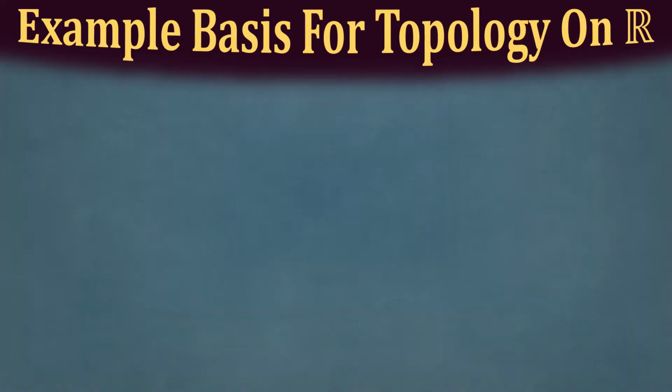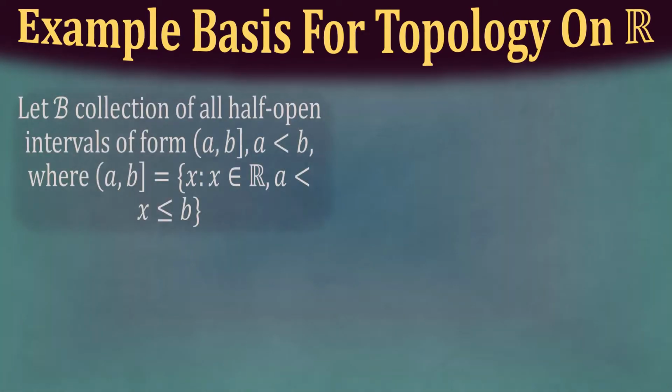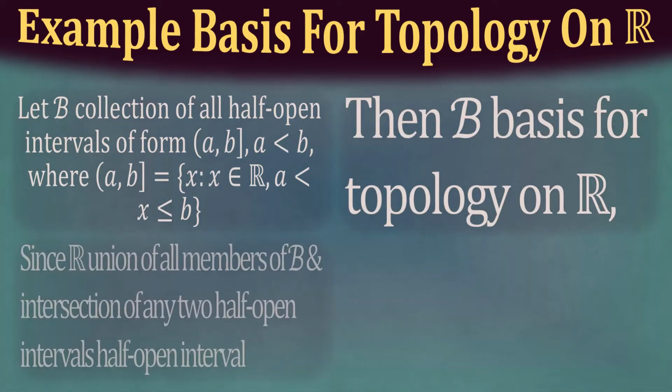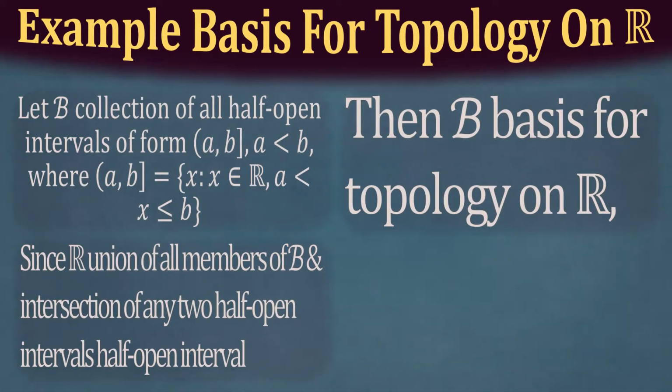Now, let's give an example for a basis for a topology on the reals. Let B be the collection of all half-open intervals of the form a to b including b, where a is less than b. Then B is a basis for a topology on R, since the union of all members of B is R and the intersection of any two half-open intervals is a half-open interval.